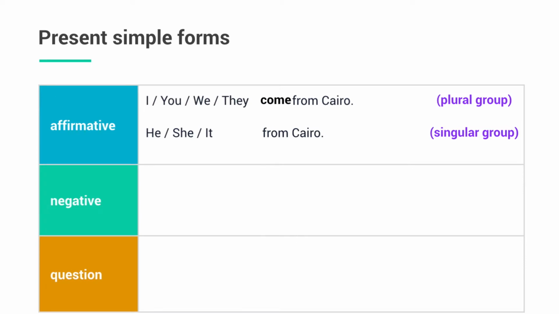Let's say we want to use the verb come in this case. Since the subjects I, you, we, and they are plural nouns, we're going to keep the verb come in its base form, which means we don't change anything. However, with the singular subjects like he, she, and it, we need to add s behind the base form of the verb come. Then the sentence is complete.